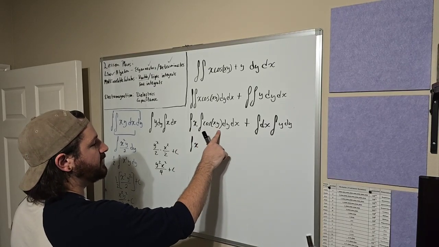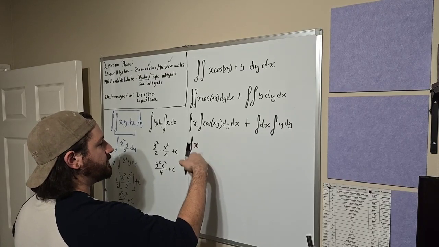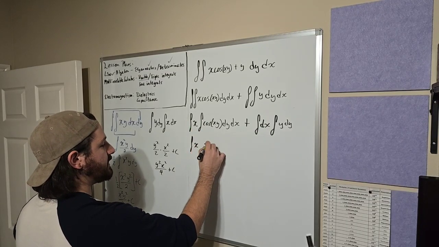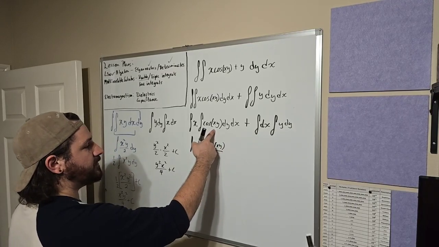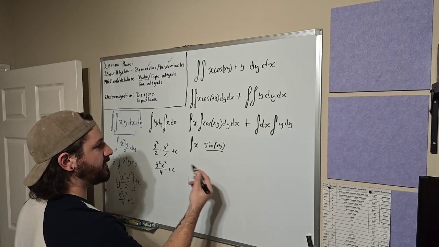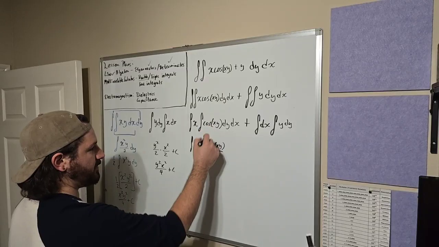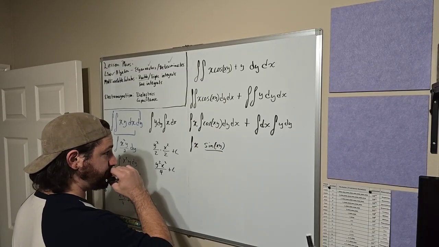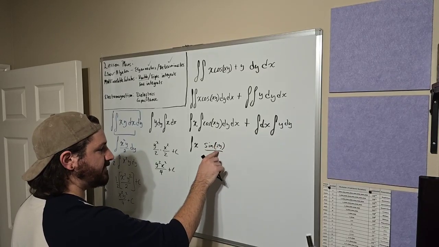Now if we take the integral of cosine of xy with respect to y, the integral of cosine is positive sine, so you have sine of xy, and then you divide by the derivative of the inside. Or you can multiply by the reciprocal of the derivative, whatever's easier for you to think about. For me, it's easier just to remember to divide by the derivative of the inside.